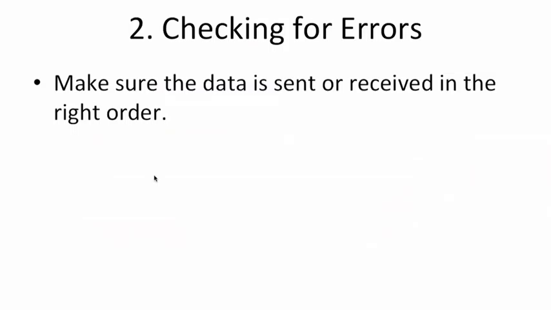Now the next job: the transport layer also checks for errors in the data, and it makes sure the data is sent or received in the right order. The network layer also checks for errors, but the difference is the transport layer checks for different types of errors. So it checks for errors that the network layer doesn't check.